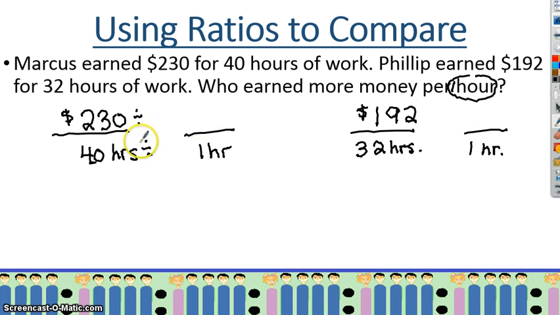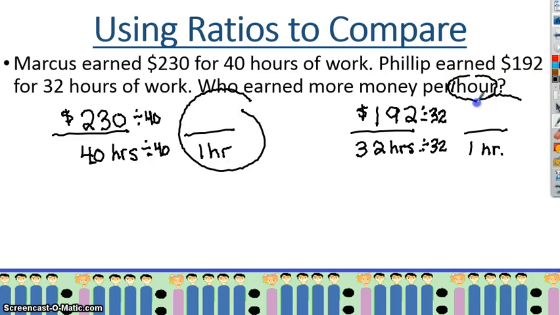So how do we reduce 40 hours to 1 hour? We would divide by 40. How do we reduce 32 hours to 1 hour? We would divide by 32. I would like you to finish this problem. Reduce these ratios, and then in class tomorrow, we will describe who earned the most money per hour.